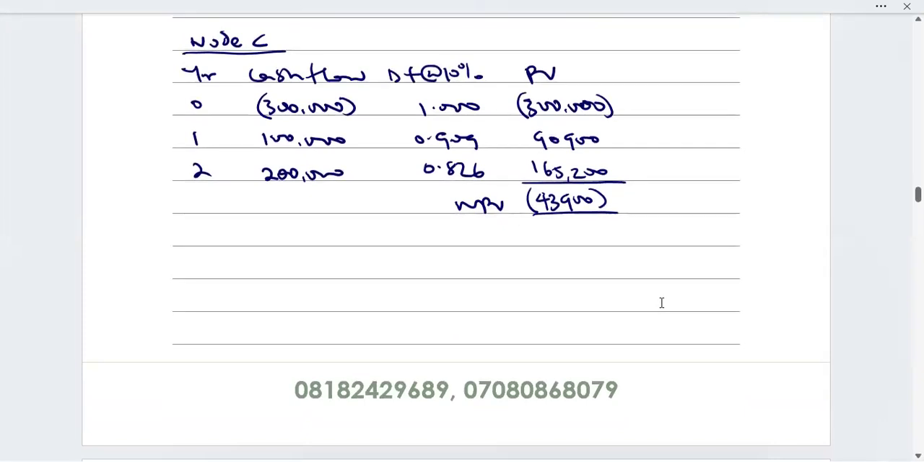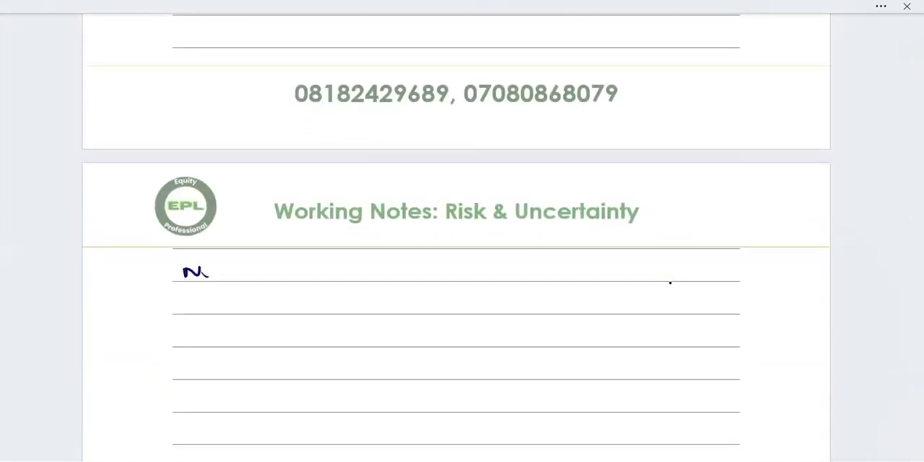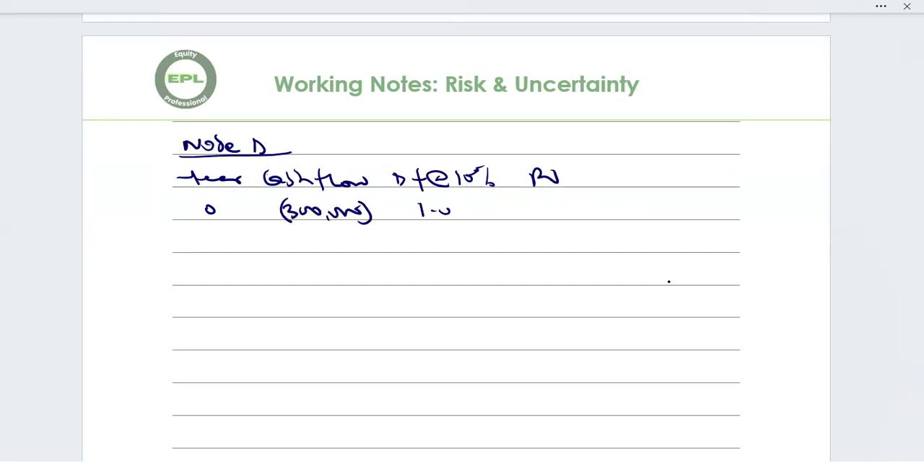Then node D. This one cannot accommodate. This is very strenuous. Okay. Cash flow, discount factor, present value. Year 0, 300,000 multiplied by 1. That's 300,000. Year 1, year 2.